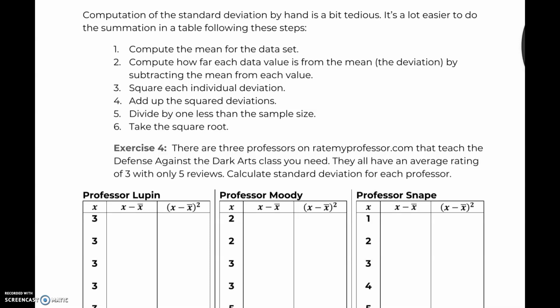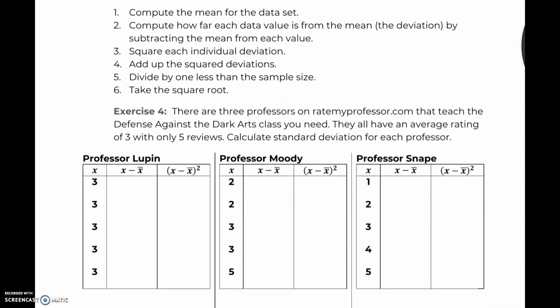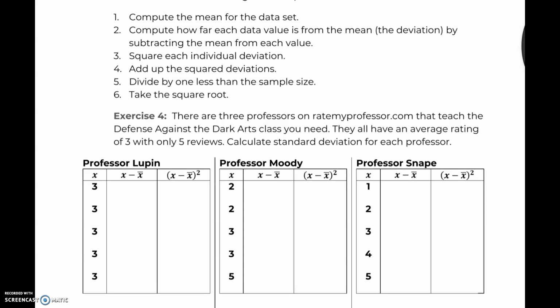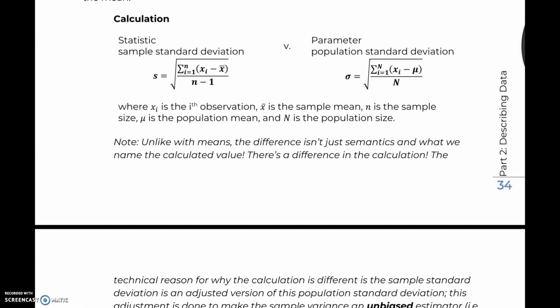So here are the steps. Compute the mean for the data set. Compute how far each data value varies from the mean. So that would be the distance from each value to the mean. We're going to square those values. We're going to add up all the squared deviations, and we're going to divide by one less than the sample size. And that actually brings up a small little mistake on the notes over here. Both of those are supposed to be squared before they're added up.